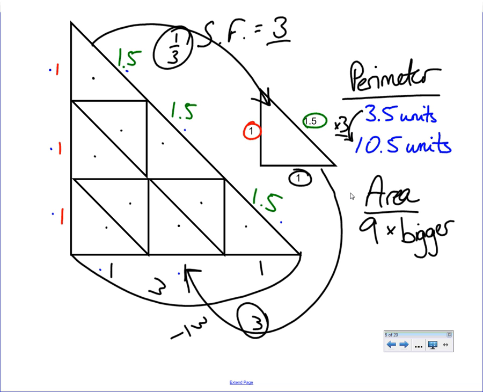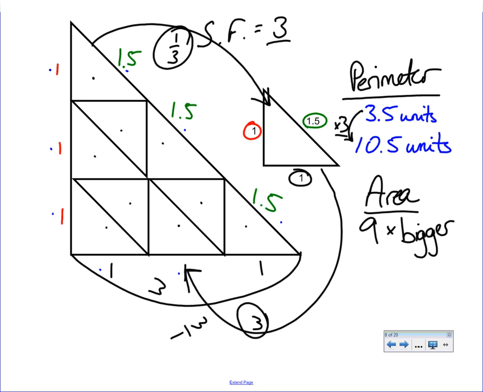Well, there's a little scale factor song, and in the scale factor song it says, to make things bigger, it's more than 1. So we made our small rectangle here, we made this guy bigger. So our scale factor was more than 1. In fact, it was 3. To make things smaller, it's less than 1.